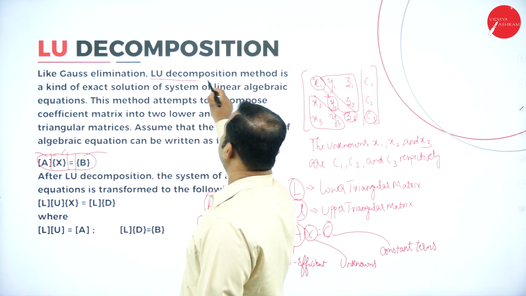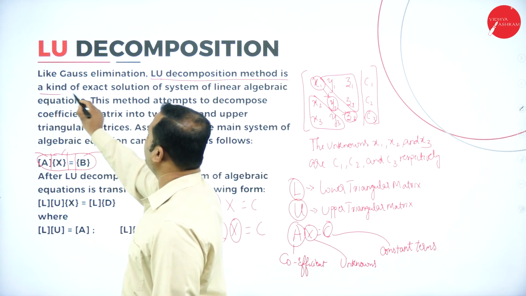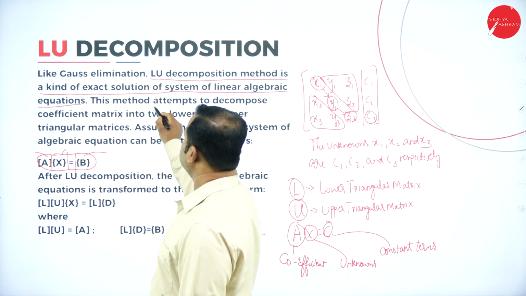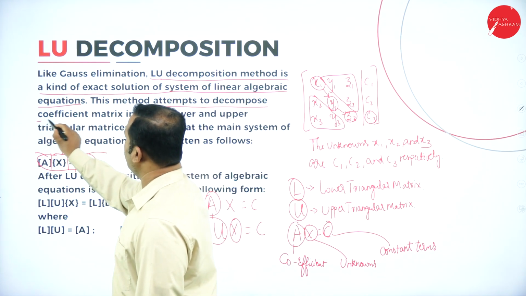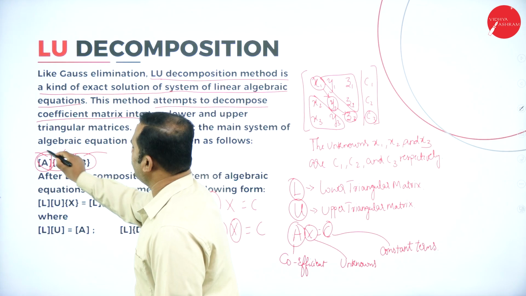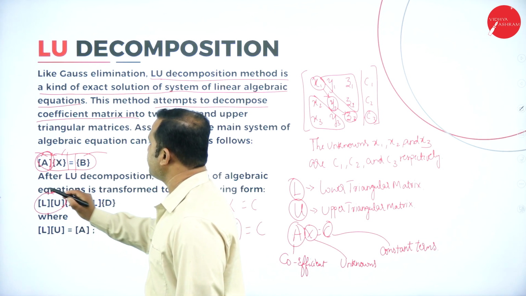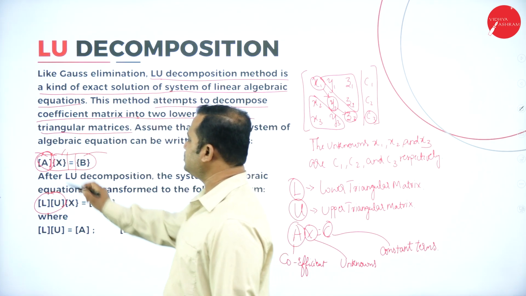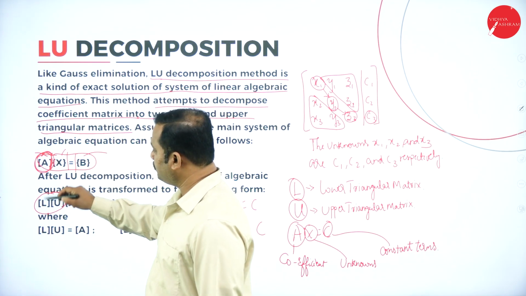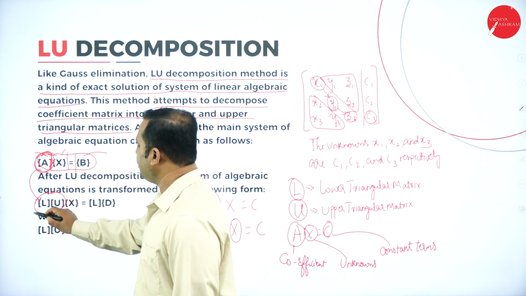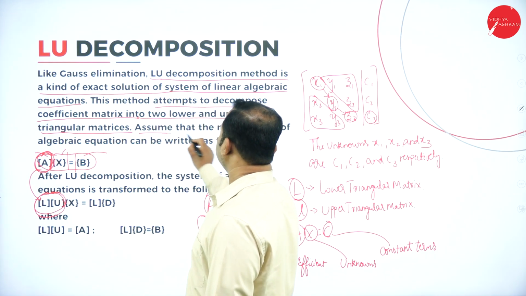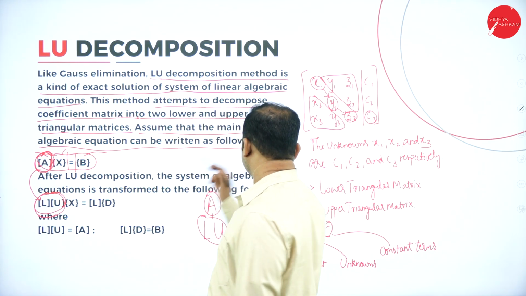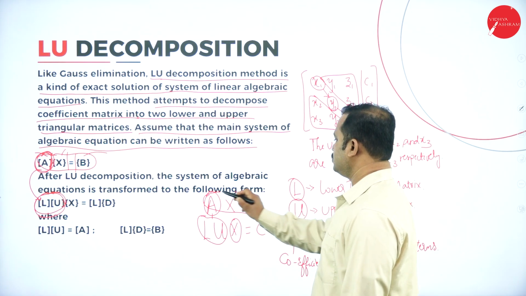The LU decomposition method is a kind of exact solution of a system of linear algebraic equations. This method attempts to decompose the coefficient matrix, that is this coefficient matrix or LU, into lower and upper triangular matrices. That is, this coefficient term is going to be transformed into lower and upper triangular matrices. Assume that the main system of algebraic equations can be written as follows. That is the same thing. A into x equal to C.